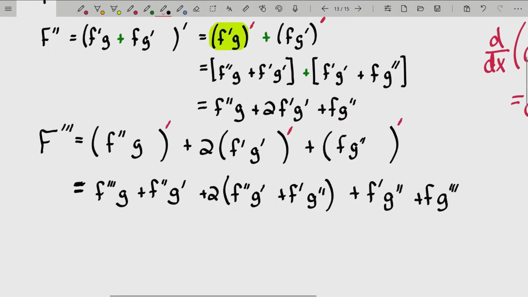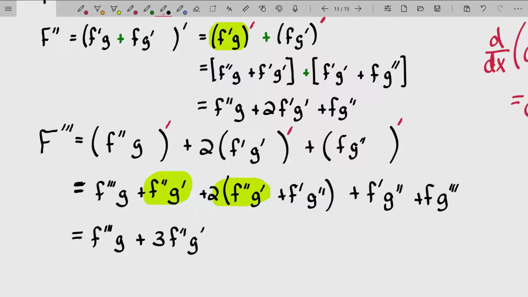And again, collect like terms. You have a triple derivative of f times g, plus I have one set of f double prime g primes there and 2 more of them right there. So I have 3 of them all together. F double prime g prime. And I have, let me get my highlighter ready, 2 of these f prime g double primes, plus another f prime g double prime. So altogether I have 3 of those. And finally, I have an f g triple prime.